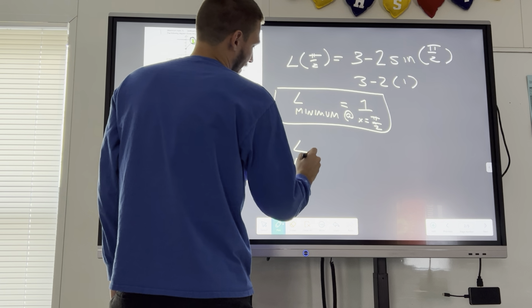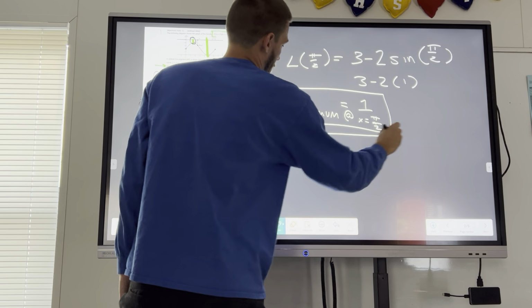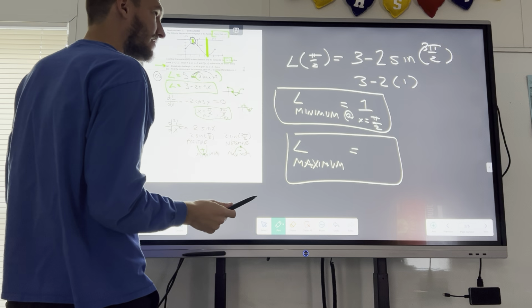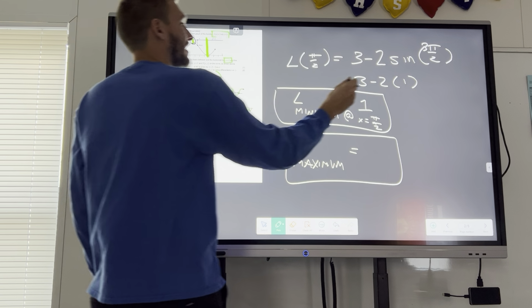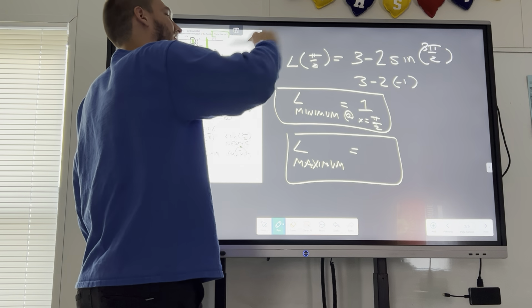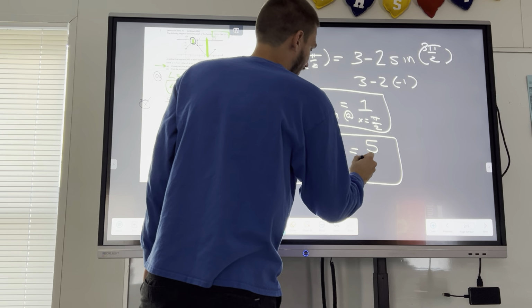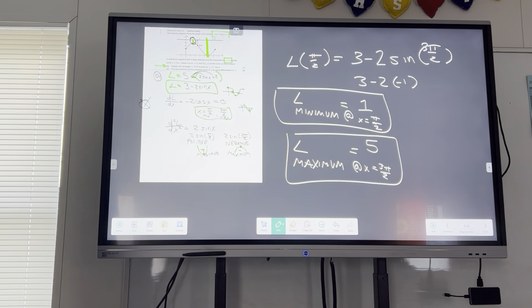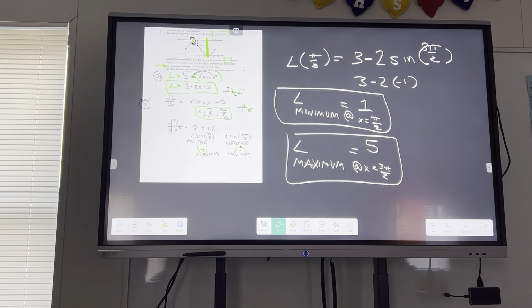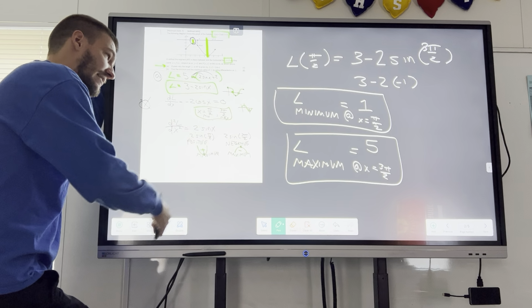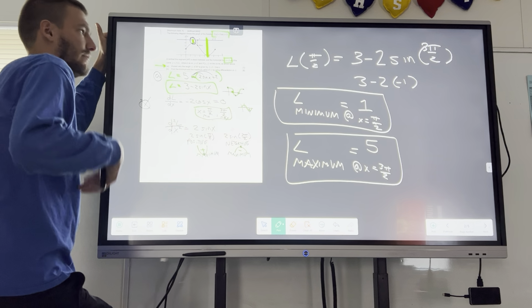And the L maximum is equal to, let's change this to a 3 pi halves, and the 3 pi halves is where it is -1, and 3 minus 2 times -1 is 3 plus 2, which is 5. At x equals 3 pi halves. Now we have just crushed this problem. We have found everything there is to find. Where is the x value? What is the length at that x value? Is it considered a maximum or a minimum?